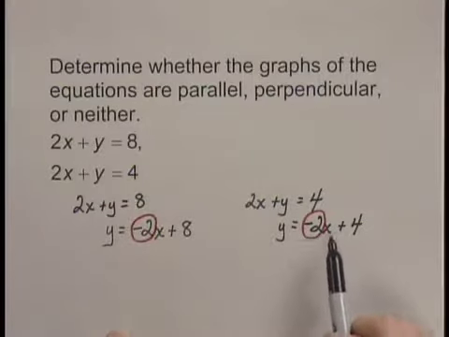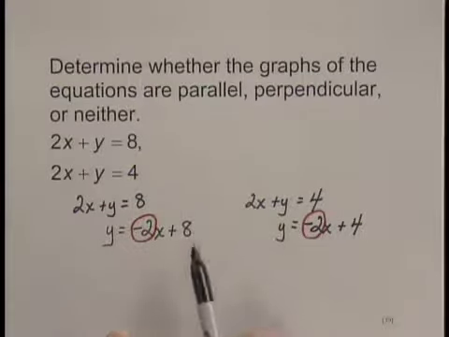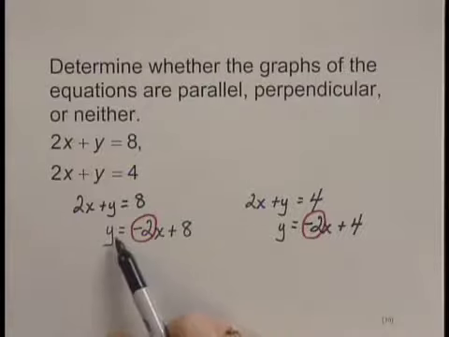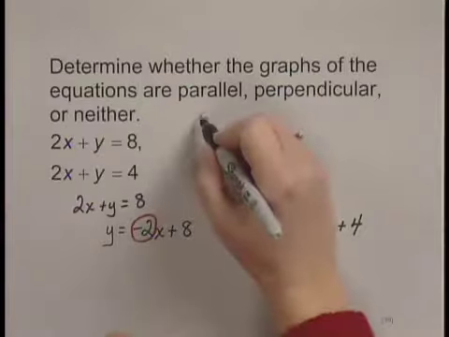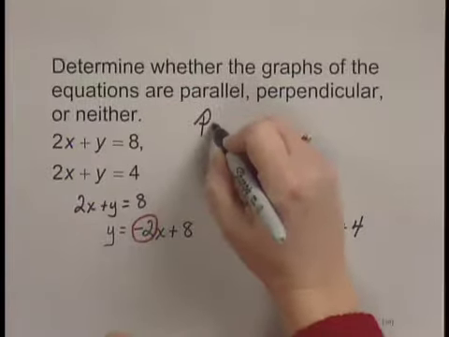To determine if they're the same line, we look at the y-intercepts. The y-intercept of this equation would be (0, 8). The y-intercept of this graph would be (0, 4). Since they're not the same line, but they have the same slope, the graphs of the equations would be parallel.